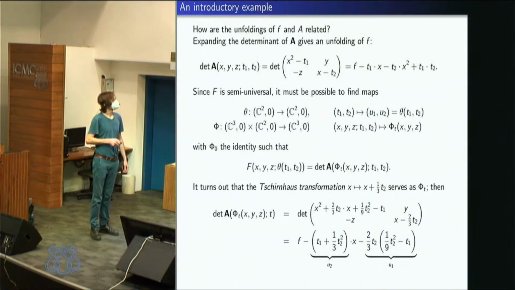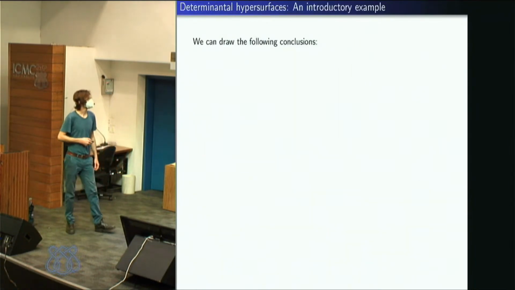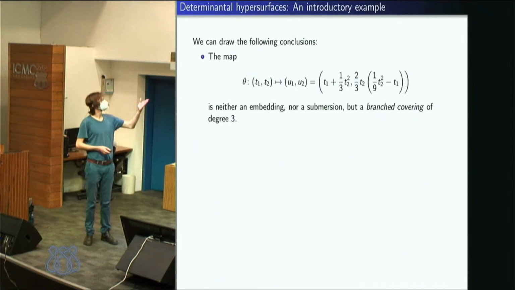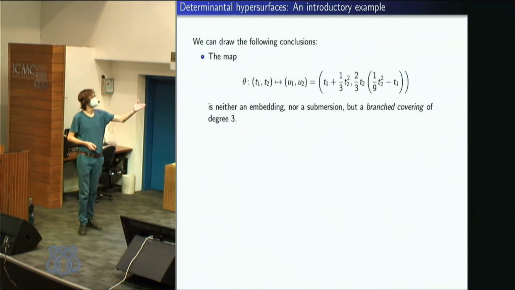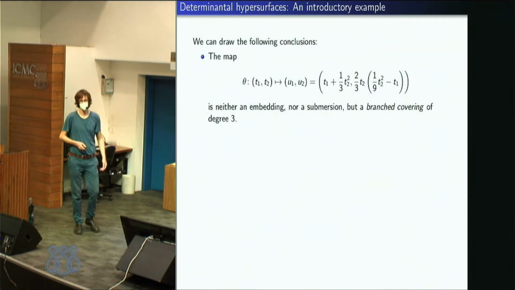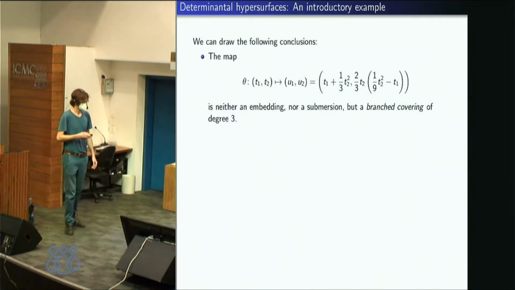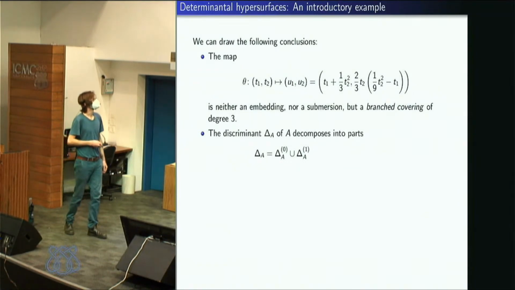Right? So from this, I thought it was still on this slide. From this, you get what the map theta should look like. It's rather complicated. So what happens? This is neither an embedding, nor is it a submersion or anything. It's a branched covering of degree 3. Why of degree 3? Well, take some random values that you want to have here. Here you can solve for T1. Substitute there. It's a degree 3 polynomial in T2. Right? So degree 3 branched covering.